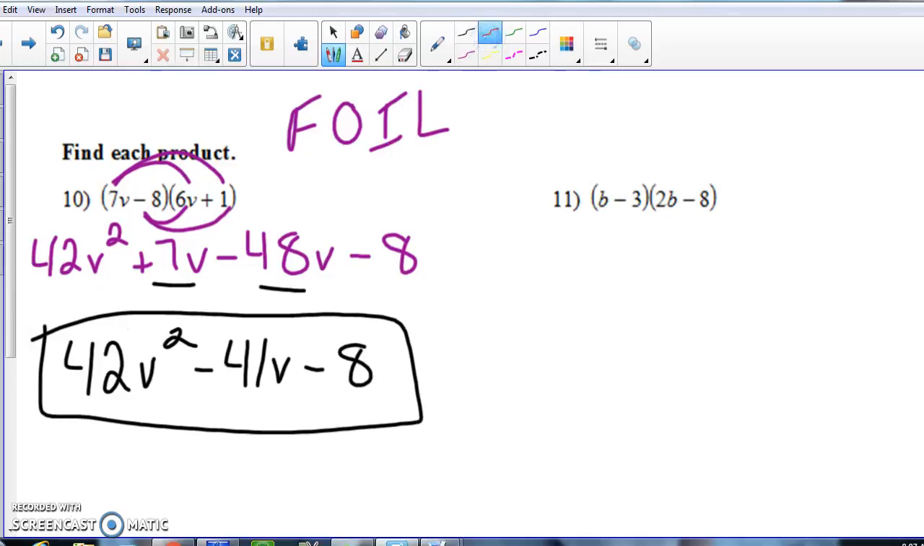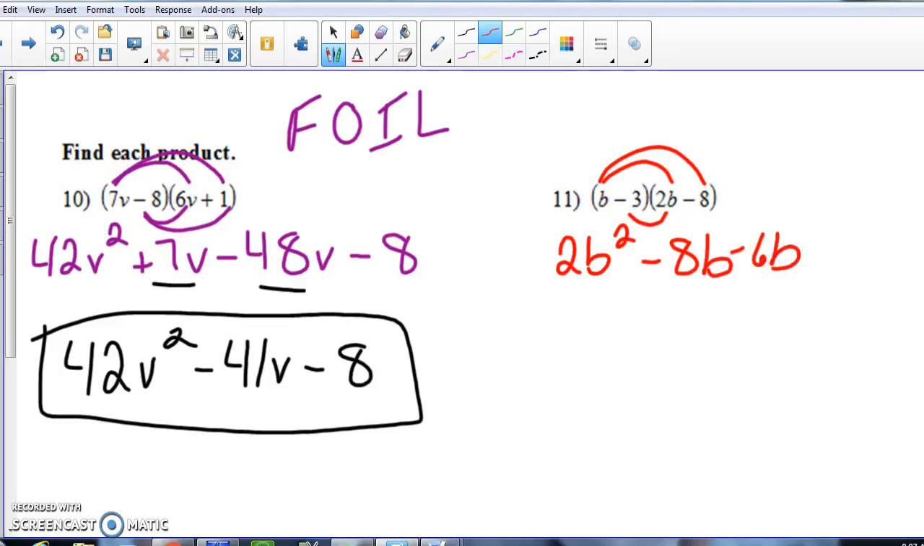Very similar in the next one. Same idea. When I'm multiplying binomials, I do the first terms. b times 2b gives me 2b squared. The outside terms, b times negative 8 gives me negative 8b. The inside terms, negative 3 times 2b gives me negative 6b. And the last, negative 3 times negative 8 gives me a positive 24.